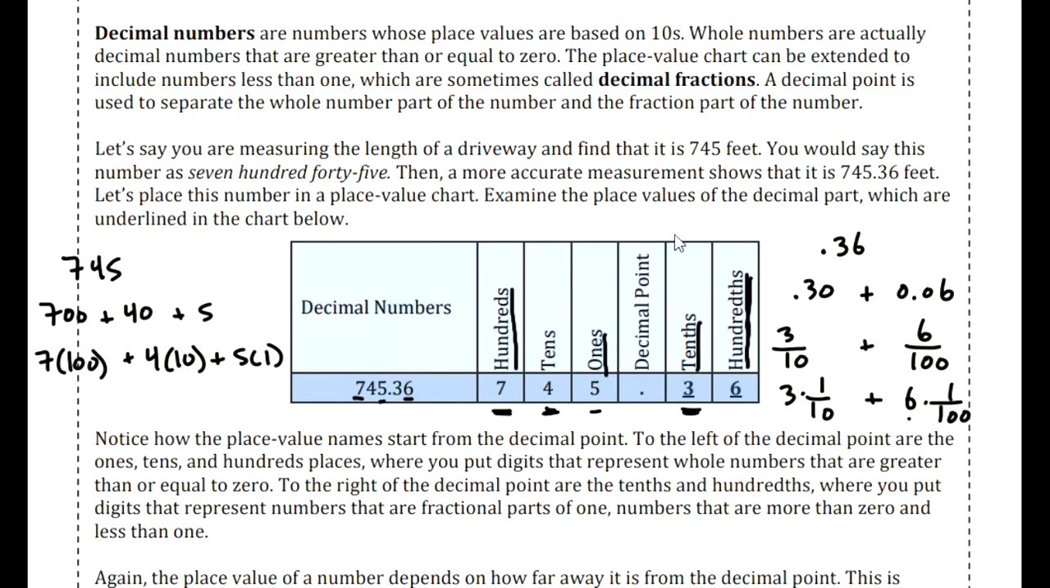So to the right of the decimal point, we'll attach the "ths" to the name. We don't see the "ths" to the left of the decimal point. The other big difference is we don't have a "oneths" place. So to the left it goes ones, tens, hundreds, thousands, and so on. To the right, it doesn't start at ones. It starts directly at tenths, moving on to hundredths, thousandths, etc.